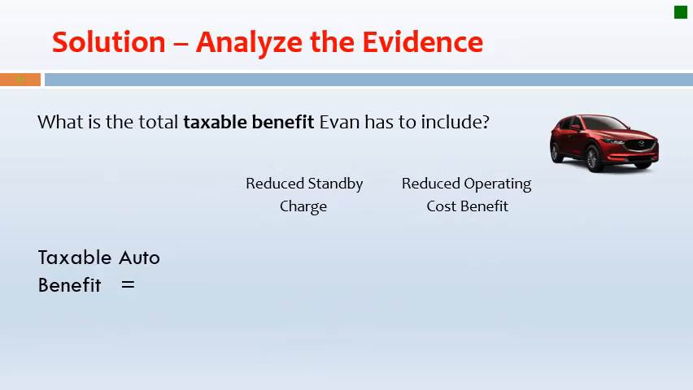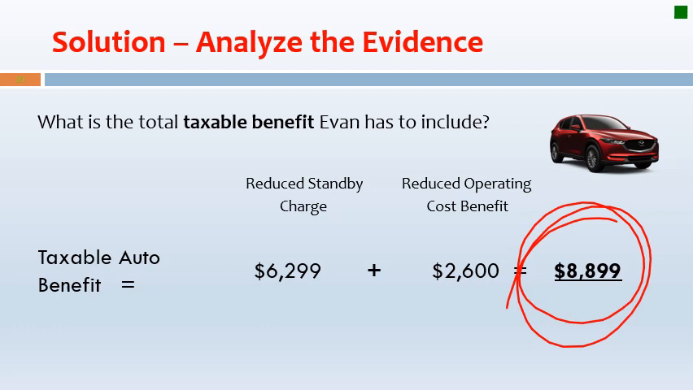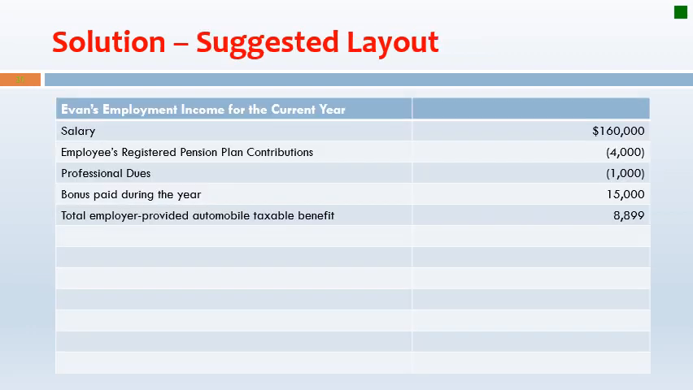We now determine the total taxable benefit by adding our reduced standby charge to our reduced operating cost benefit. This gives us a total taxable benefit of $8,899. This amount is an employment income inclusion and we'll include it in our running total. Again, this is an inclusion, so it increases Evan's income. This makes sense as he effectively got something for nothing, and he's going to have to pay tax on it.